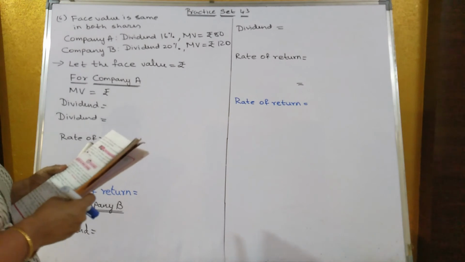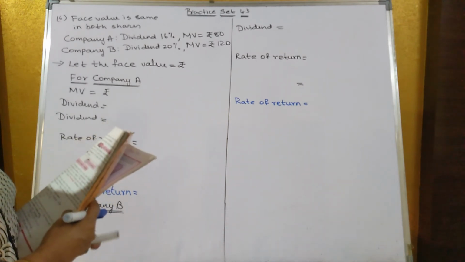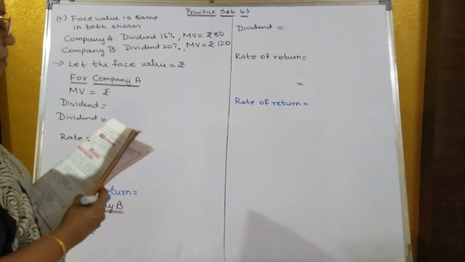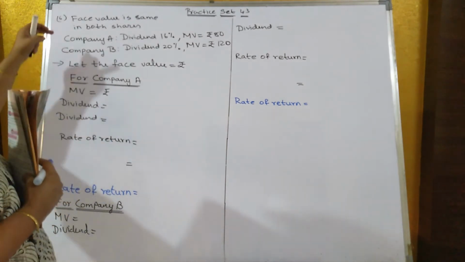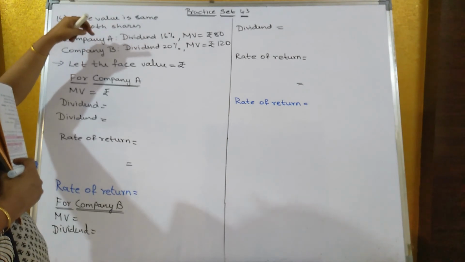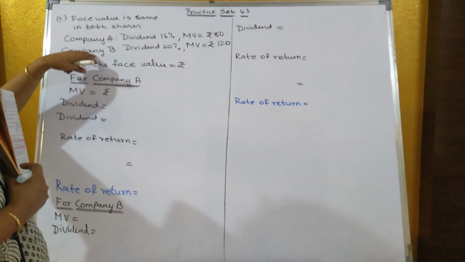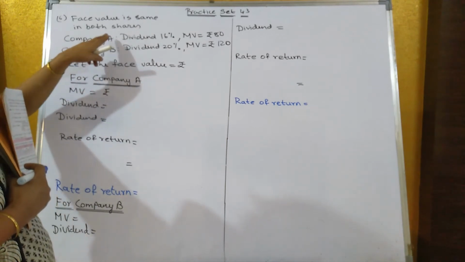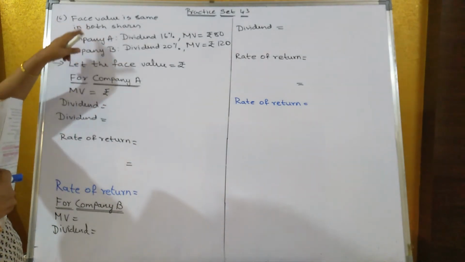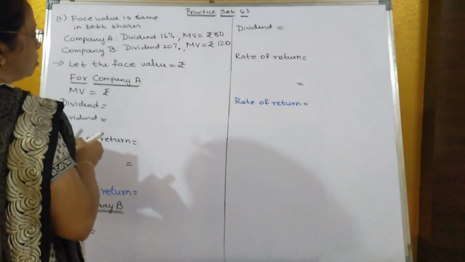Now the sixth sum of practice set 4.3. They have given that if the face value of both the shares is the same, then which investment out of the following is more profitable? So company A and company B both have the same face value. Which one should one invest in to be more profitable? Company A or company B? The dividend and market value of both companies are given. Since the face value is the same in both the shares, let us take the face value to be rupees x.